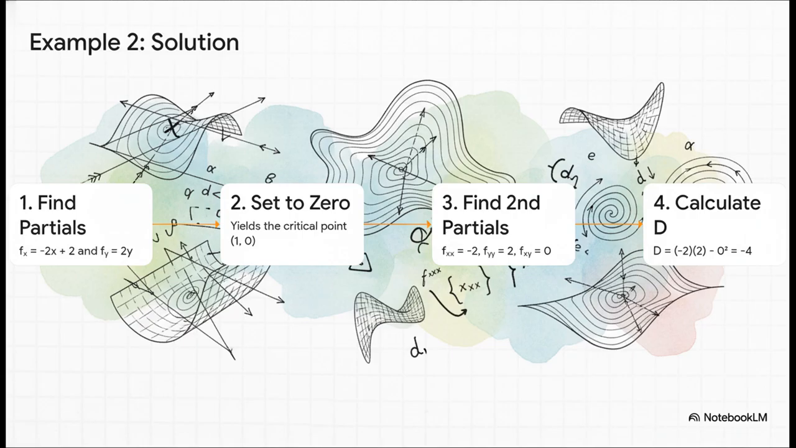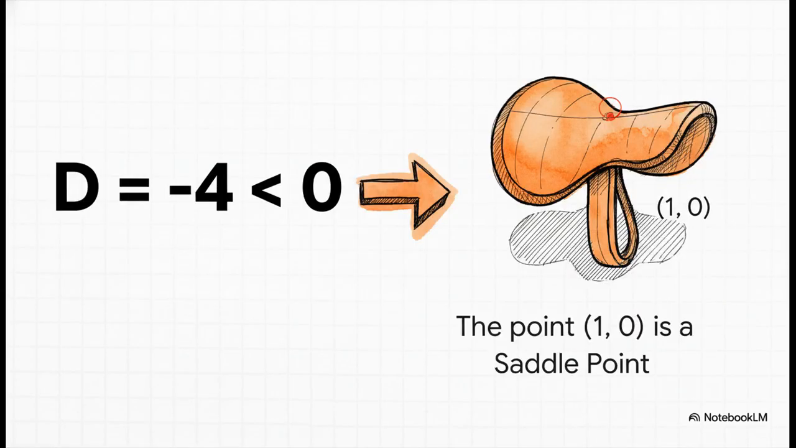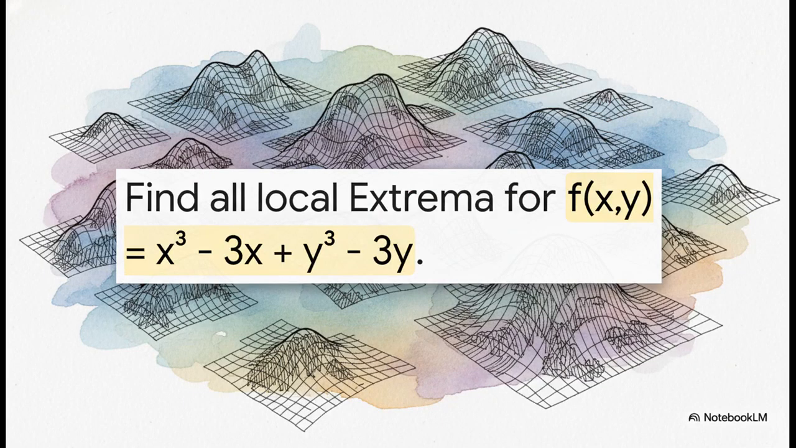Find the partials, set them to 0. That gives us our critical point at (1, 0). Then we calculate the second partials, plug them into our D formula, and what do we get this time? D equals -4. And because D is negative, we're done. That's it. We don't even have to check anything else. A negative discriminant is like a giant flashing sign that says saddle point. It's really that straightforward.